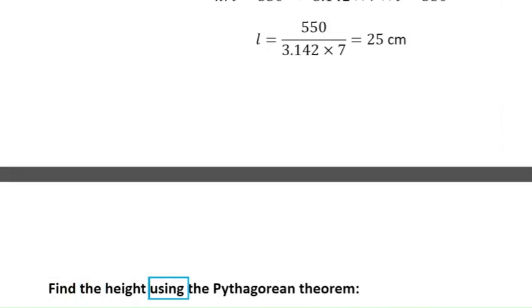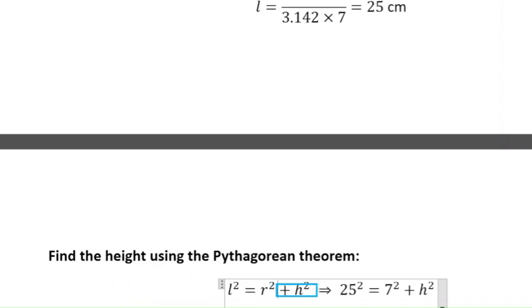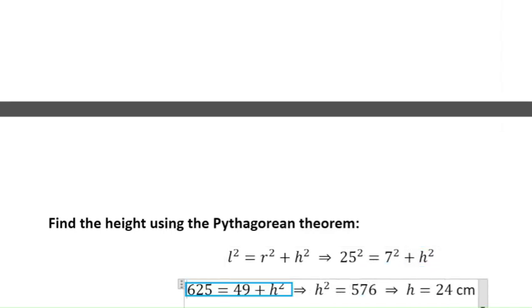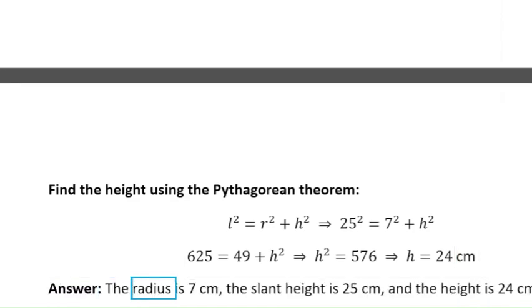Find the height using the Pythagorean theorem. l squared equals r squared plus h squared, which implies 25 squared equals 7 squared plus h squared. 625 equals 49 plus h squared, which implies h squared equals 576, which implies h equals 24 cm. Answer. The radius is 7 centimeters. The slant height is 25 centimeters. And the height is 24 centimeters.